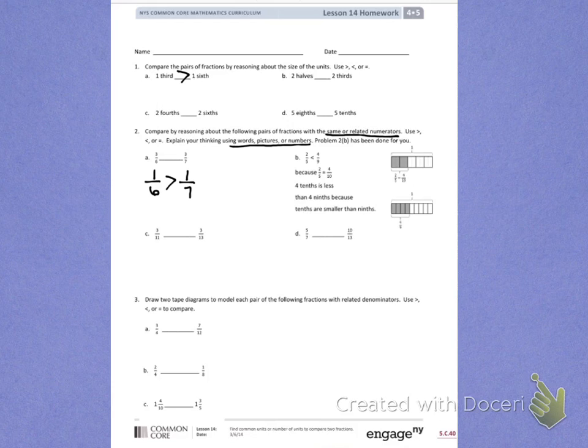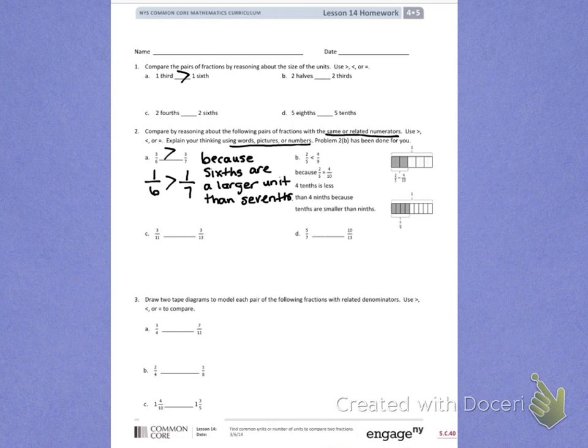So if we want to think about 3/6 compared to 3/7, 3/6 has to be greater than 3/7. So our reasoning behind that: 3/6 is greater than 3/7 because 6ths are a larger unit than 7ths.